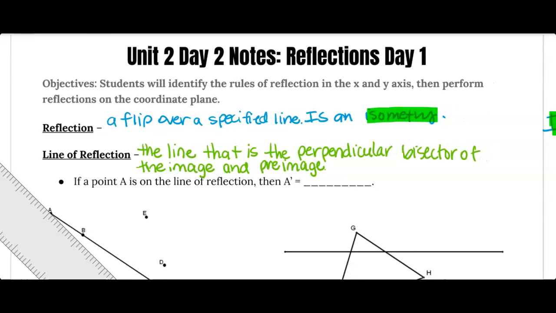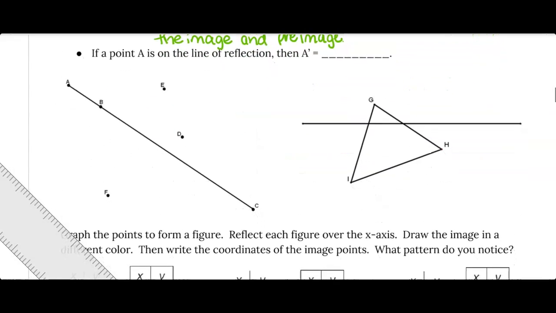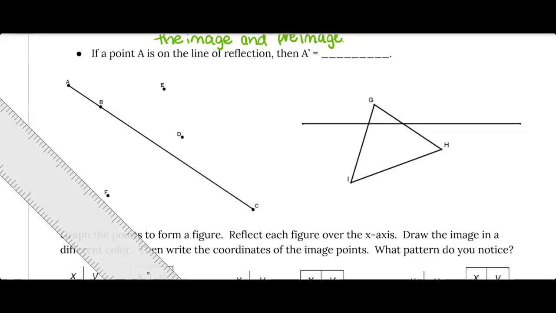A line of reflection will be the line that is the perpendicular bisector, a little unit 1 vocab there, of the image and the pre-image. What that means is if you were to connect the image and the pre-image with a segment, the line of reflection would be the midpoint of that segment and be perpendicular to that segment. So when you want to reflect something over a line, you need to draw a line that is perpendicular to that line and then draw beyond that point the congruent amount.